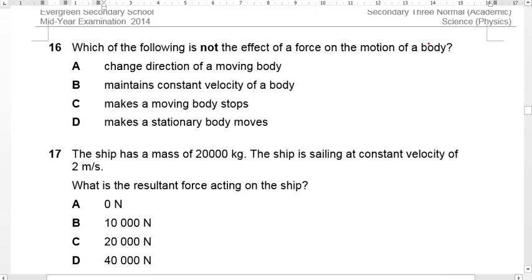Not the effect of the force on the body. B. 17.